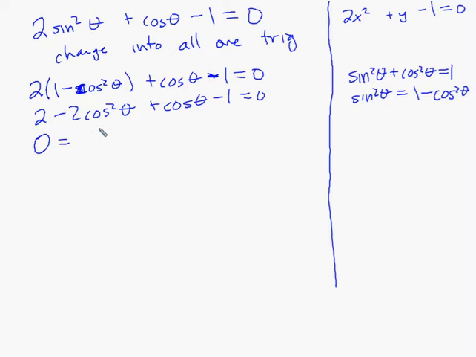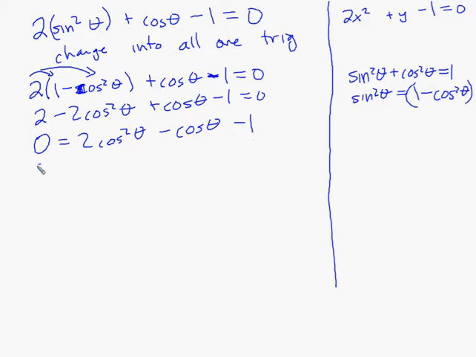So 0 equals. Why is there 2 minus 2? You distribute. I replaced sine squared with this, and then I distributed the 2. So now I'm going to add this to the other side. I will subtract this to the other side. And now 2 minus 1 is 1, so then I'll subtract that to the other side.